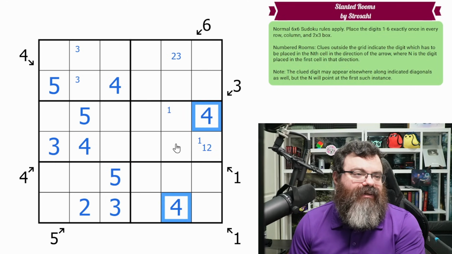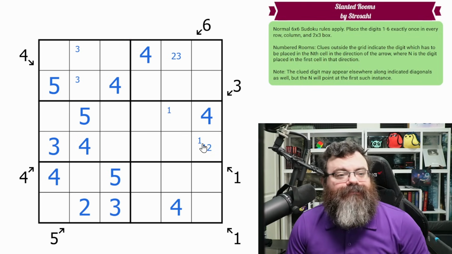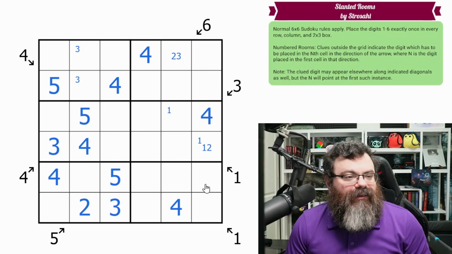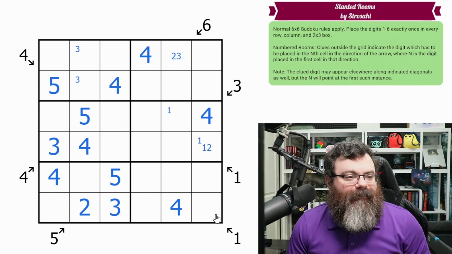What else can I do? 4 is actually placed in here as well. Can I finish the 4s? I should be able to. Yeah, that's our last 4. Okay. Where's our first 1 along here? I wonder. So it's not here, because the 1's over here.